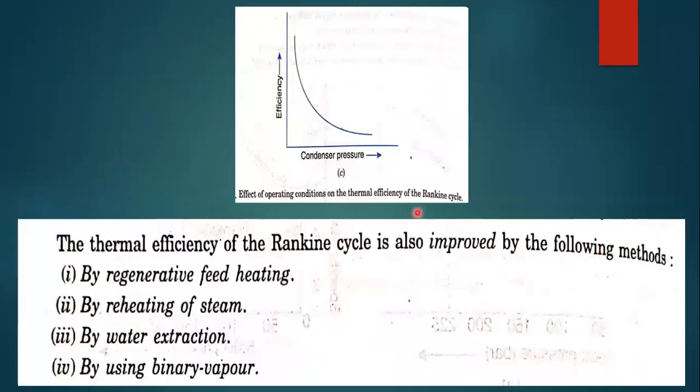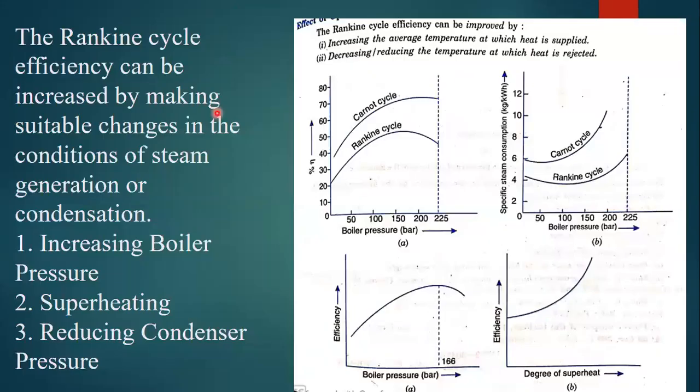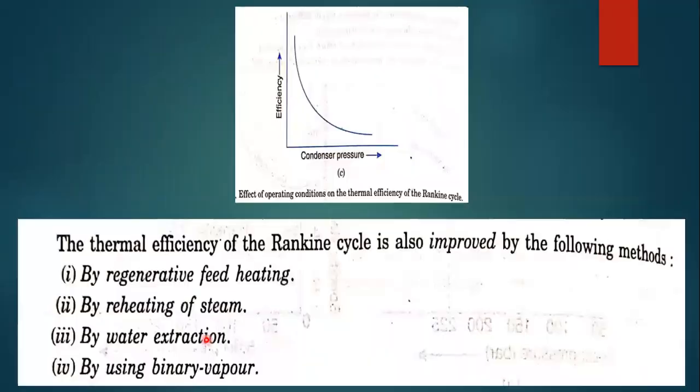At the same time, for the condenser pressure, what we have discussed is to reduce it. If we reduce the condenser pressure, efficiency is going to increase. For a higher condenser pressure, say 10 bar, the efficiency is very low. If the condenser pressure is 1 bar, then the efficiency is very high. So that means we need to reduce the condenser pressure, then only we can achieve higher efficiencies.